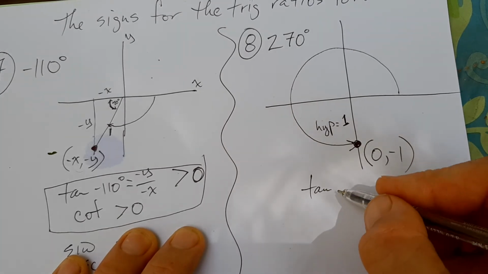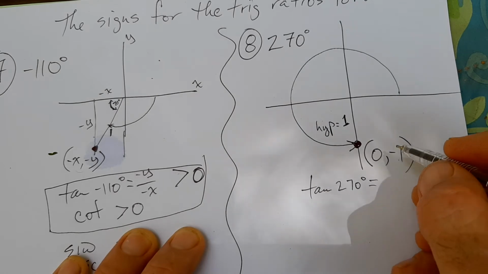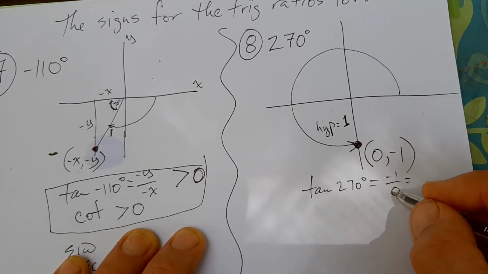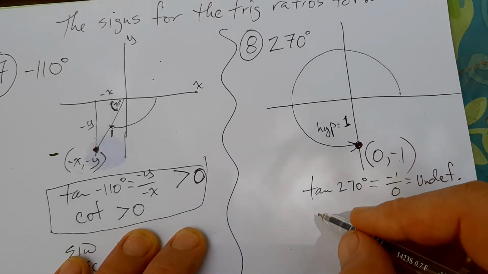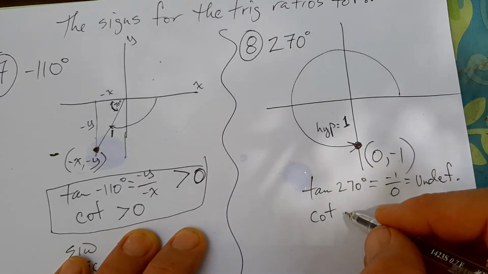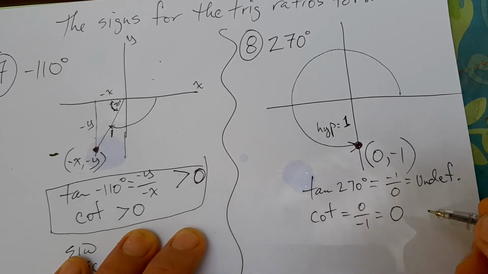Tangent of 270 equals y over x. Negative 1 over 0. Oh no, dividing by 0 gives me undefined. Undefined. Cotangent. Flip that over. 0 over minus 1. 0.